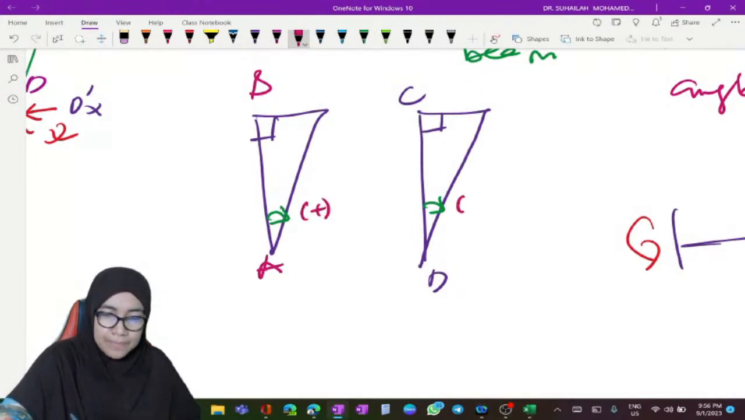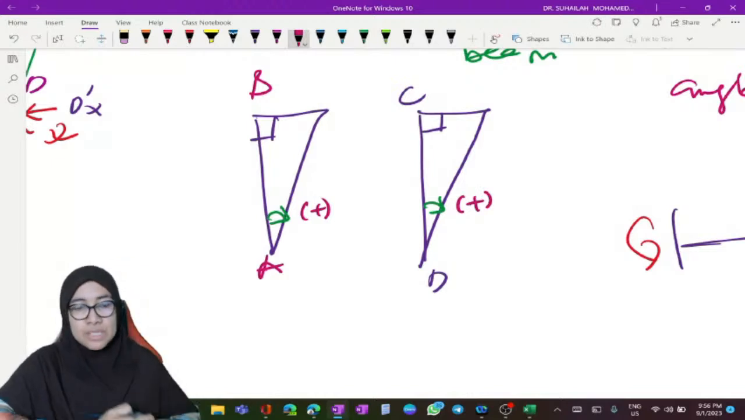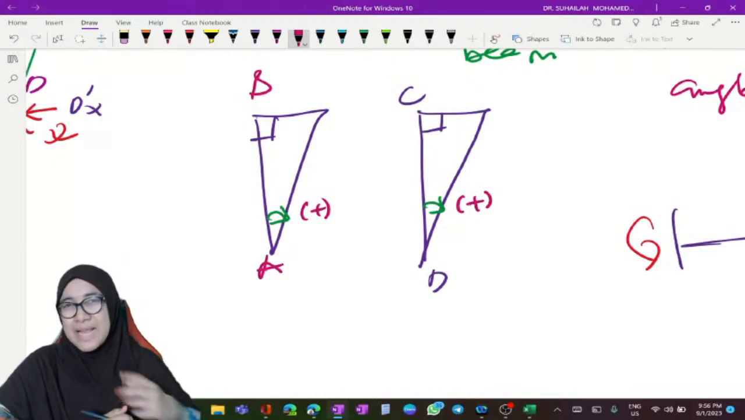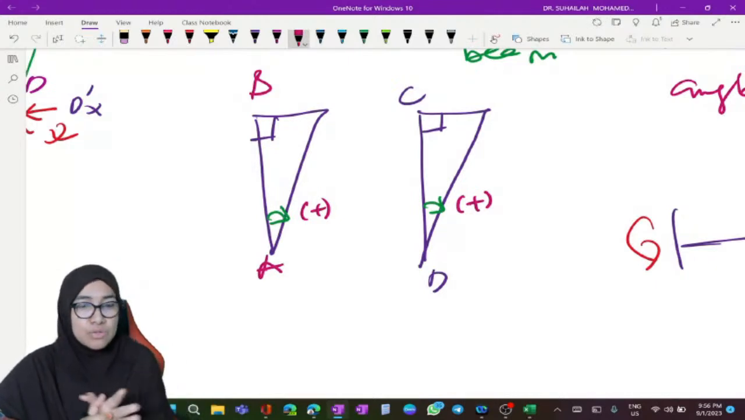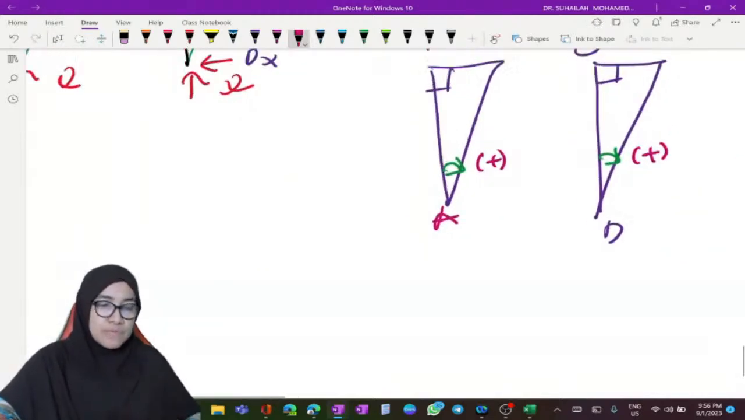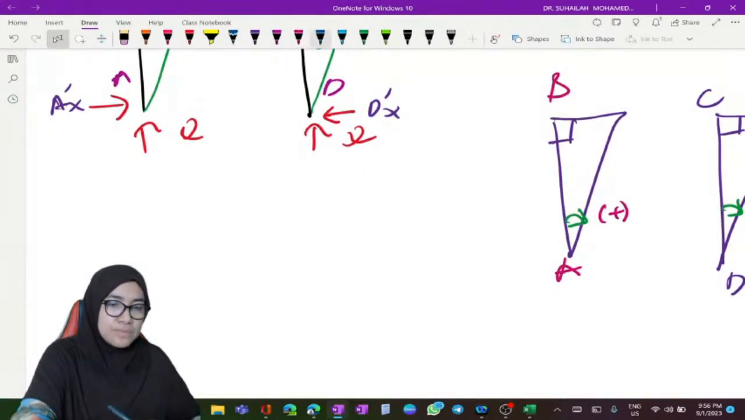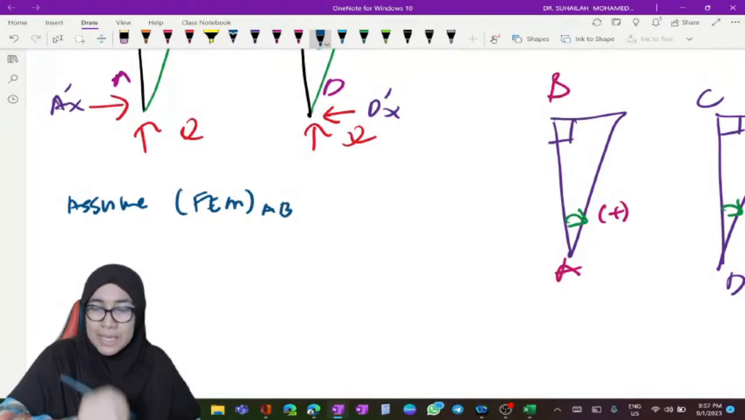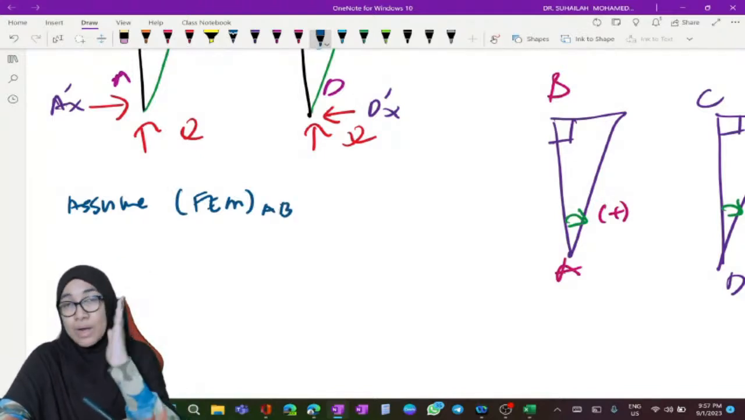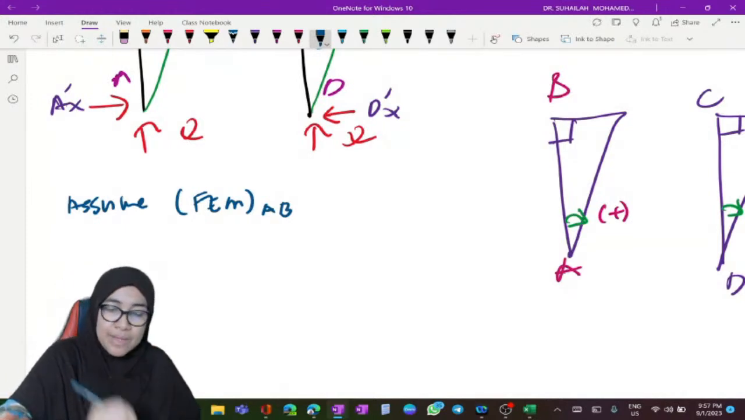Here the angle is positive, so FEM is negative. Because the angle is positive, FEM is negative. We choose one to assume the value. So we assume the FEM for AB and BA, both. For one member AB, FEM AB is equal to FEM BA.